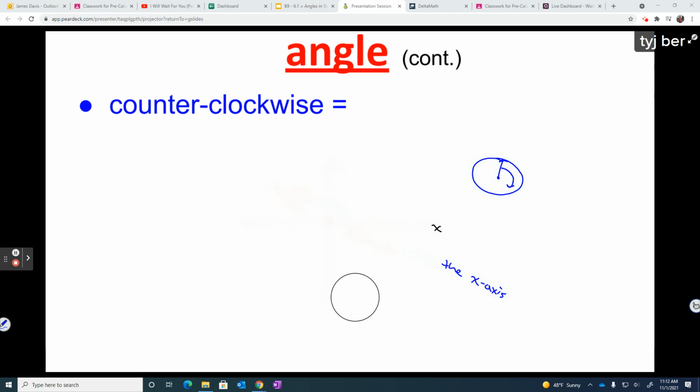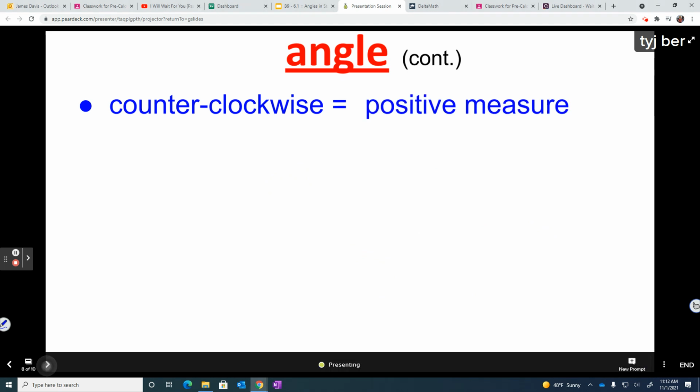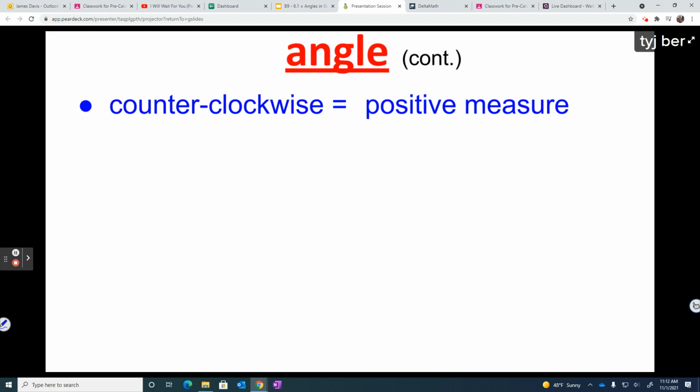Counterclockwise measurements are going to be positive angle measurements. Something you haven't seen before is probably negative angles, which we're going to talk about. Positive angles are generally how we talk about angles, and they're always measured counterclockwise. So measured here to here, that way, that's counterclockwise. That's going to be a positive angle. So, for example, that last one we just had, you can just add a label onto it.